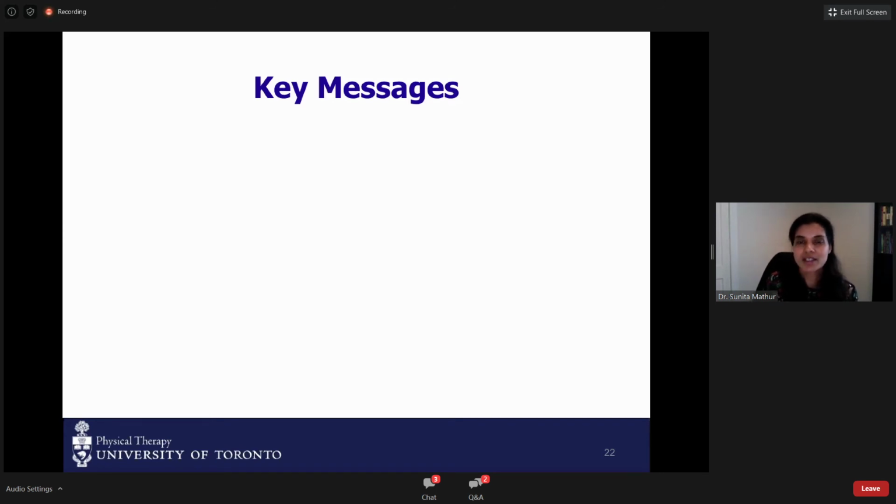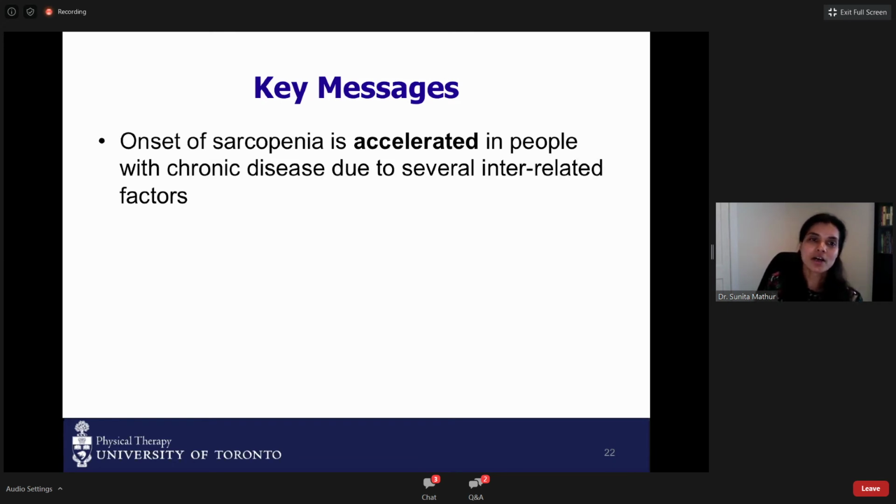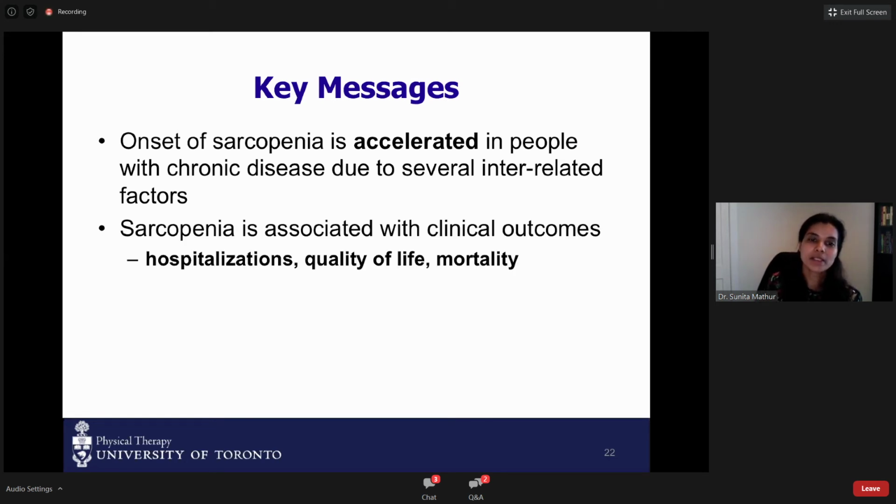So I just want to end with some key messages from the talk. So first, the onset of sarcopenia is accelerated in people with chronic disease, and there's many factors that relate to this, but it's important to know that sarcopenia is not just something that occurs in older age. Sarcopenia is associated with clinical outcomes, and we've shown this in chronic lung disease, things like hospitalization, quality of life, and mortality, but this has been shown in other populations as well.